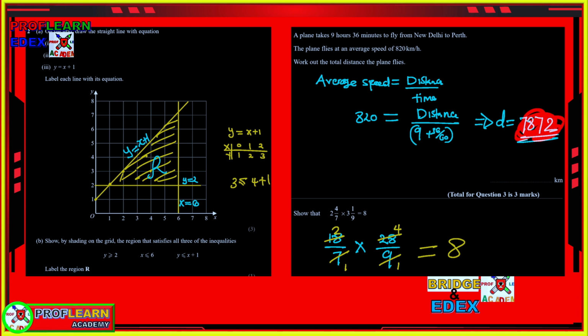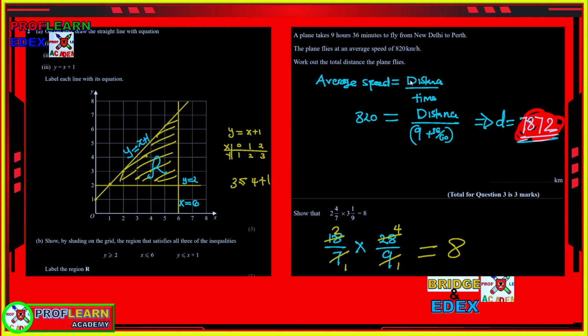And then we have a plane that takes 9 hours 36 minutes to fly from New Delhi to Perth. The plane flies at an average speed of 820 kilometers per hour, and we are supposed to work out the total distance of the plane.